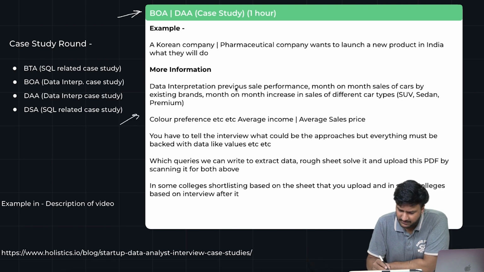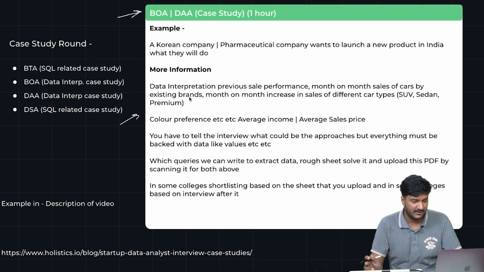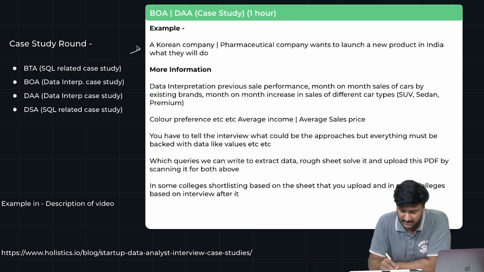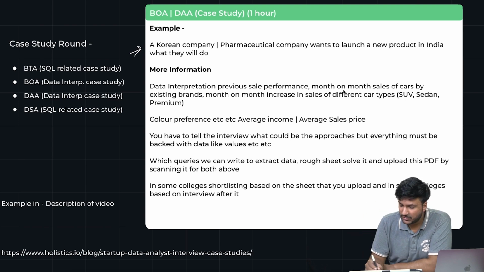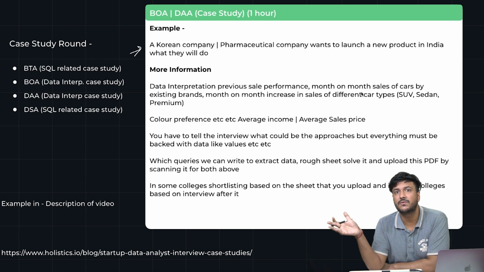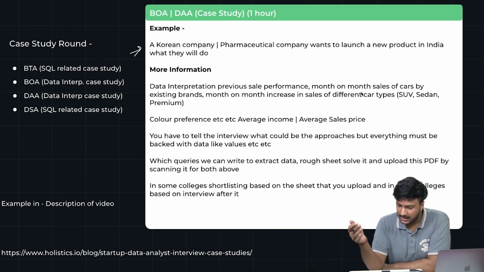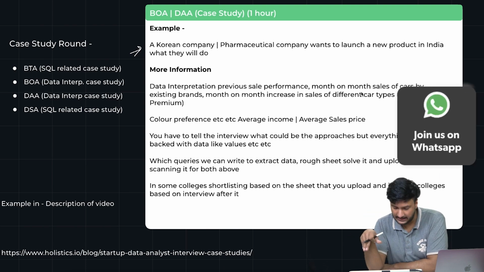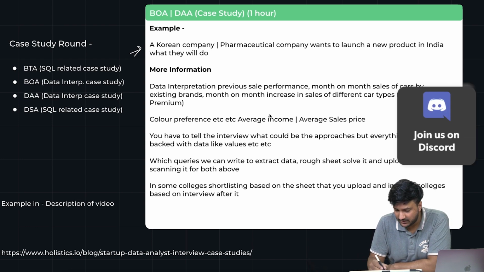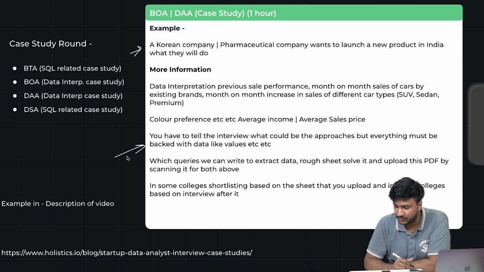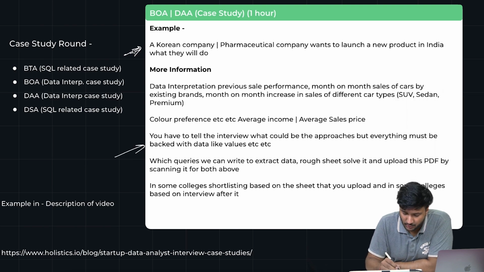So, for example, data interpretation based upon previous year sales performance, month-on-month sales of cars by existing brands. The example I've taken from a previous year paper: a Korean company wants to enter India to sell its cars. With the data interpretation, they are given month-on-month sales of cars before the company has even entered, by existing brands, and month-on-month sales increase of different car types, for example SUV, sedan, premium brand. Also the color preference of people, average income, and average sales prices of each type of SUV, sedan or premium. You have to tell the interviewer what could be the approach for this Korean company to enter the market.